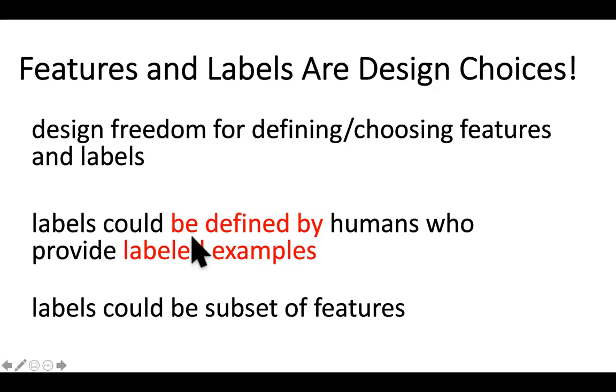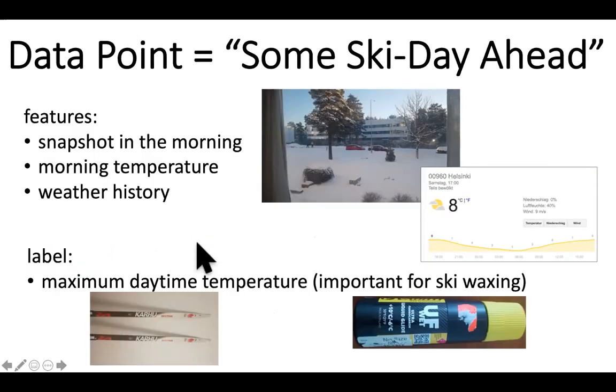For example, I give you the data point that represents this day, and you are currently in the morning of this day. So I just throw you a data point and I want to know the label, which is the maximum daytime temperature. And for this new data point, you do not know it. You can only look in the past for similar data points for which you know the label in hindsight.